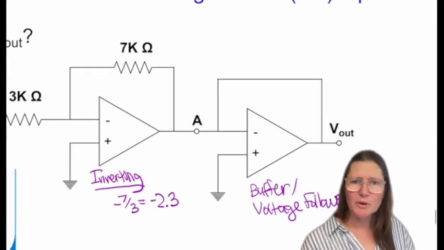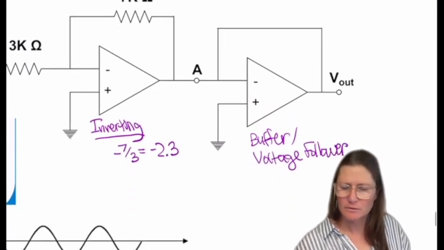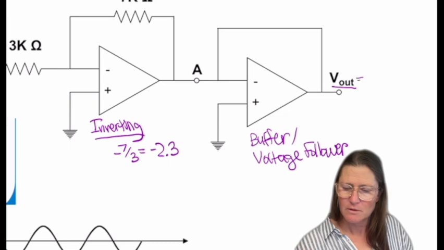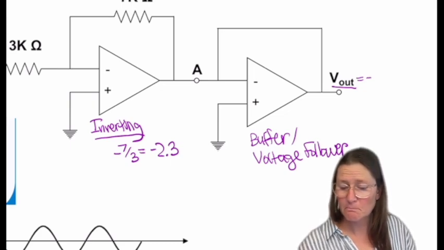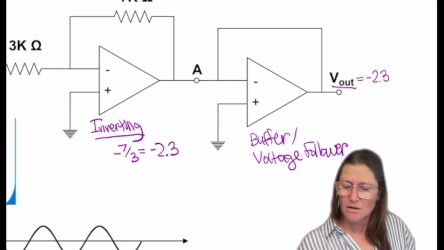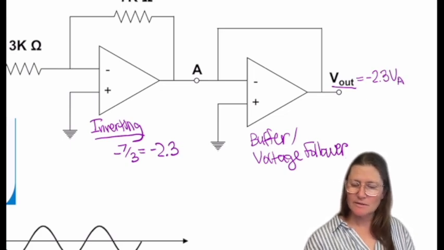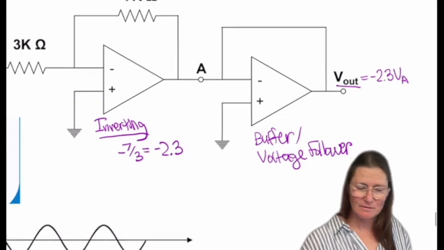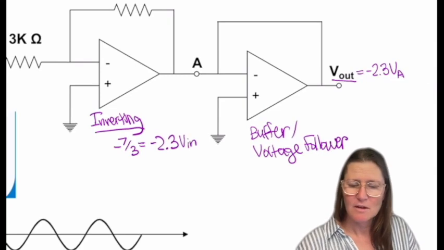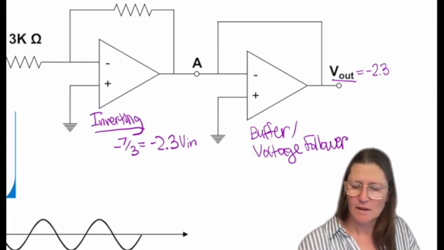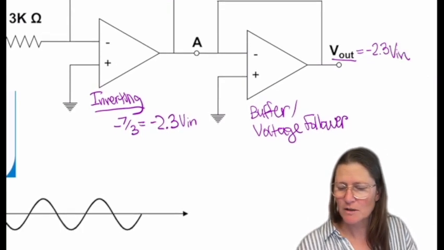So what is the output here for this V out? Correct, it's the same. It will be the same as VA, which is VN. So negative 2.3 VN. And so this is negative 2.3 VN.